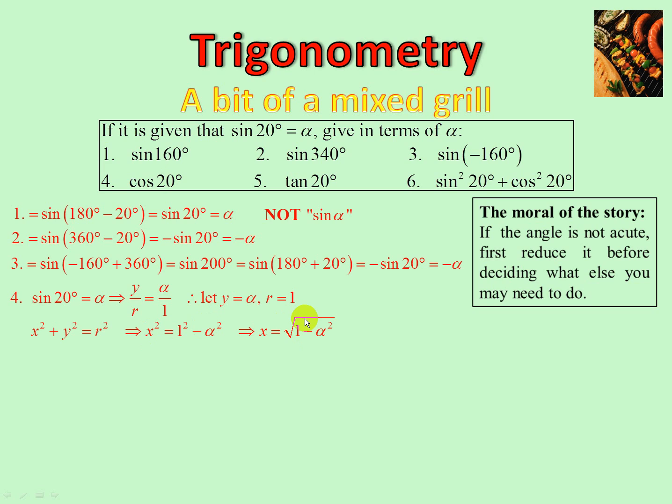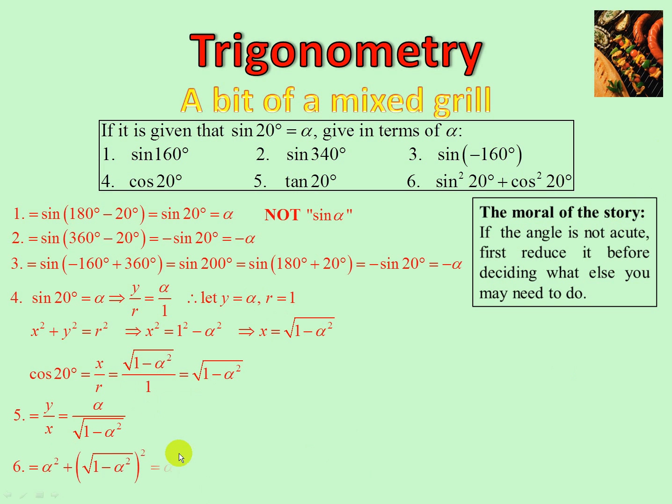Now, please note, I can't say that's 1 minus alpha. You cannot square root a difference and square root them separately. So there's our cos 20, x over r. There's the x for 20 there, and there's our answer. Tan of 20, same sort of thing, y over x. Well, I know y, and there's x. So there's tan of 20 degrees. Sine squared plus cos squared of 20: alpha squared, plus the square root of 1 minus alpha squared, squared. When you square that, you get 1 minus alpha squared, which gives you 1.